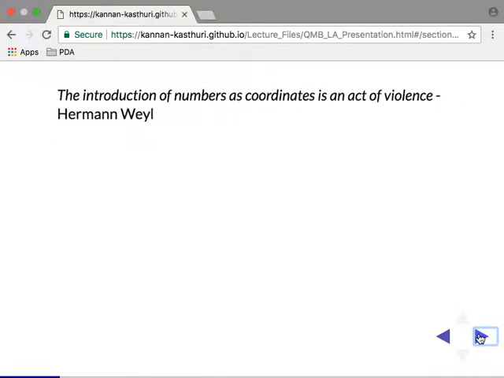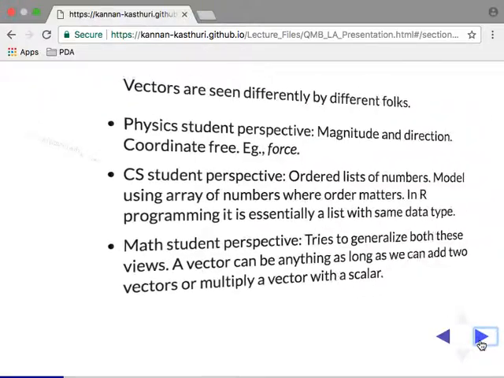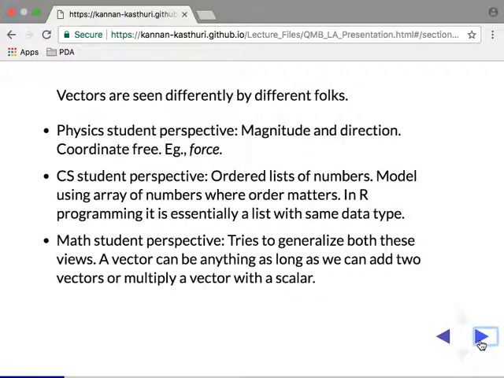A bunch of numbers, right? Or some point in coordinates, right? So vectors, there are two main perspectives. The physics student's perspective is that a vector is a force, with magnitude and direction, right? That's the physicist's view. As for computer science, it's an ordered list of numbers. It's a bunch of numbers. In a program, for instance in R, it has to be of the same data type, numbers or characters. But from a computer science perspective, it's just some ordered list of numbers, right?